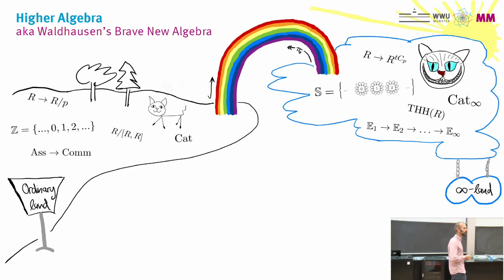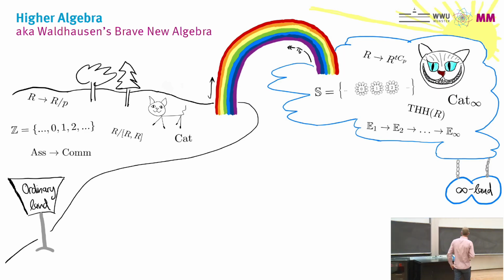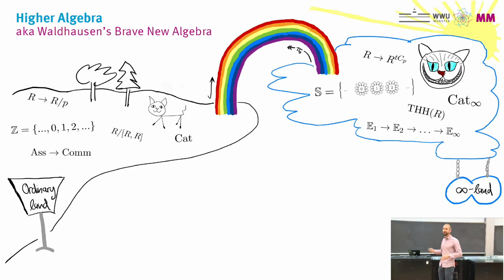Okay, so that was my motivation, and now I want to talk about the Frobenius homomorphism in higher algebra. So let me first tell you what I mean by higher algebra. Higher is meant in the sense of higher category theory. And this area is going by very different names; Waldhausen termed it brave new algebra. And the idea is always the same.